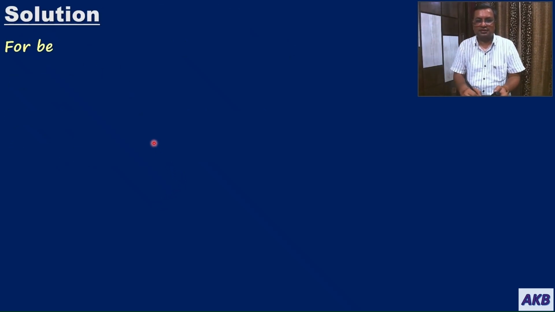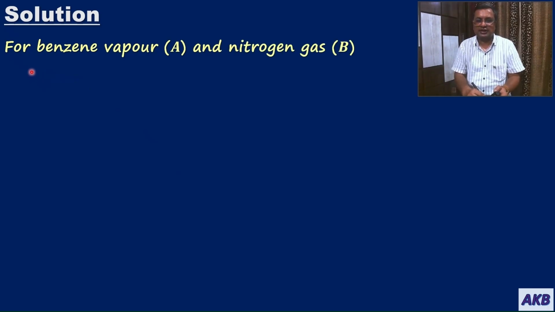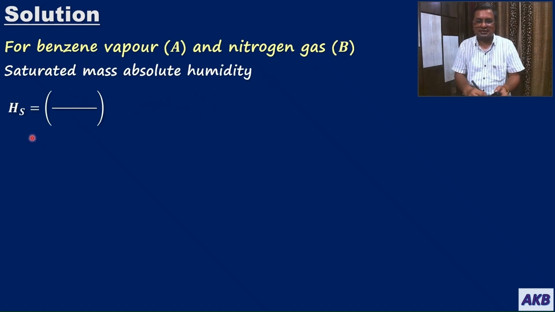So let us solve it. First, let us consider the first case. What is that? For benzene vapor A and nitrogen gas B. So saturated mass absolute humidity is given by this equation. Hs is equal to Pa0 upon P minus Pa0 into Ma upon Mb.